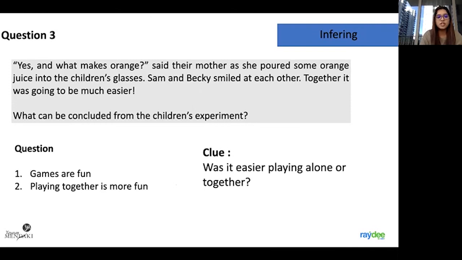Okay, the next question. Yes, and what makes orange? Said their mother as she poured some juice into the children's glasses. Sam and Becky smiled at each other. Together, it was going to be much easier. So what can be concluded from the children's experiment? Okay, now was it easier playing alone or together? That will be the clue. So number 2, playing together is more fun.